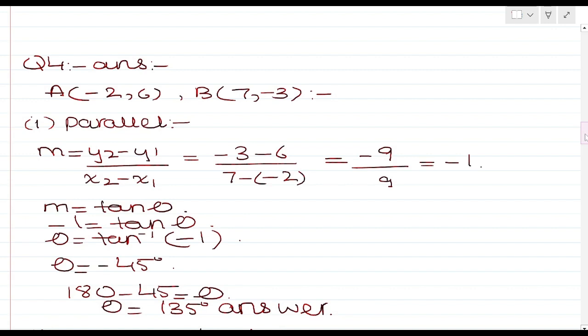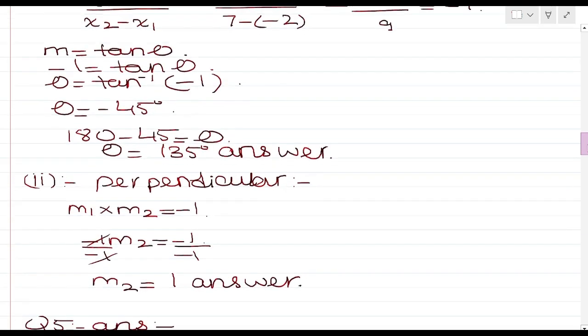So for the first case, we will just normally use the formula of gradient, (y2 - y1) / (x2 - x1). So here we have (-3 - 6) divided by (7 - (-2)). That is -9 over 9. Divide them up, we get -1. So we can write m is equal to tan θ. The tan inverse of -1 is -45. So 45 is subtracted from 180. We get 135 degrees. So this is our gradient and that is our inclination.